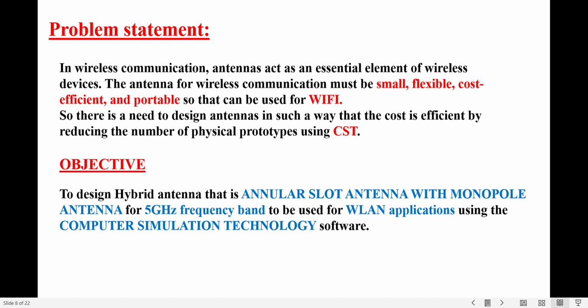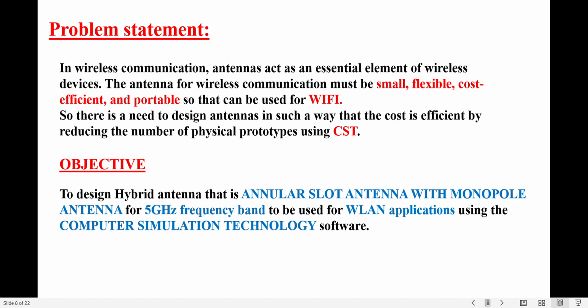So the problem statement is exactly about this: in wireless communications, antennas act as an essential element of wireless devices that we know. The antennas for wireless communications must be small, flexible, cost efficient and portable so that they can be used for Wi-Fi. So there is a need to design antennas in such a way that the cost is efficient by reducing the number of physical prototypes.